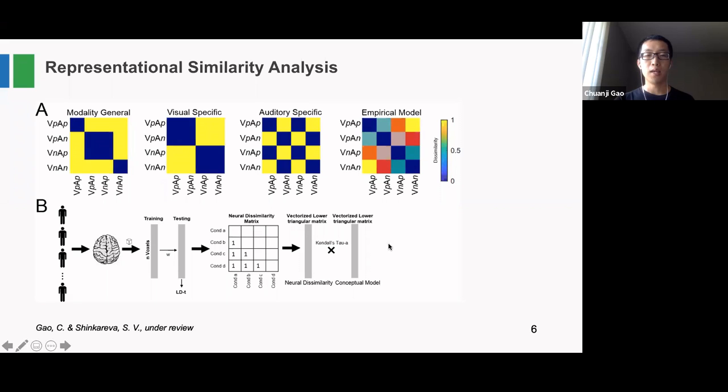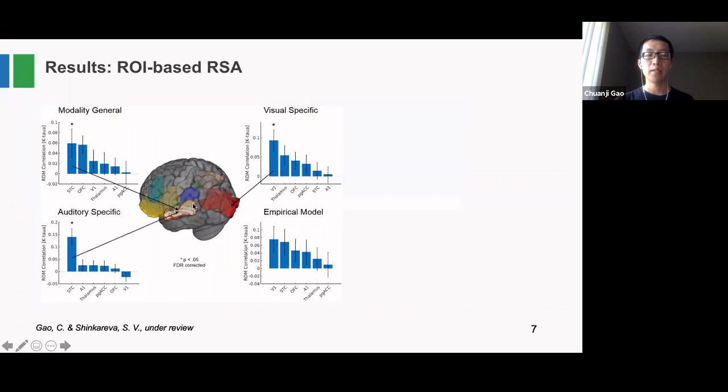All right, so we did two types of analysis. First is the ROI-based representational similarity analysis, and then we did a data-driven searchlight analysis. The ROI-based analysis is based on conceptually derived regions of interest. There are several regions of interest that we focused on here.